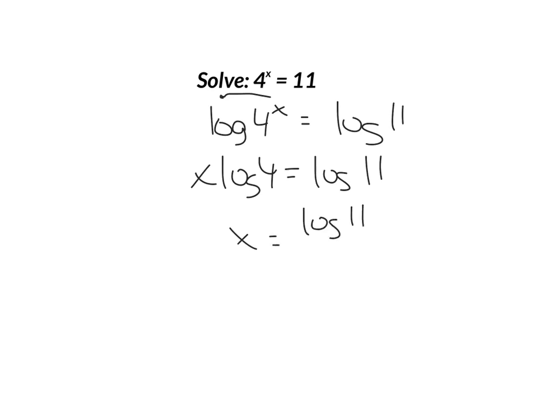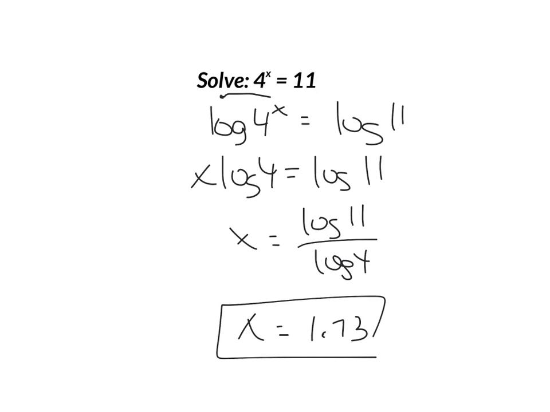Log 11 divided by log 4. I'm going to punch that straight into my calculator. When I do that, I get like 1.73. That's the way I like to go. You could also use natural log if you want to. Some people like to do it this way.